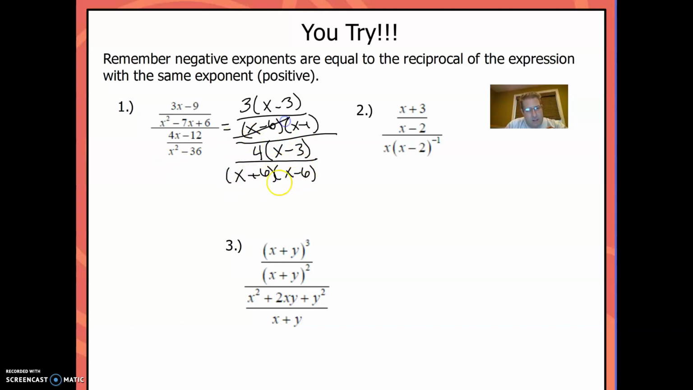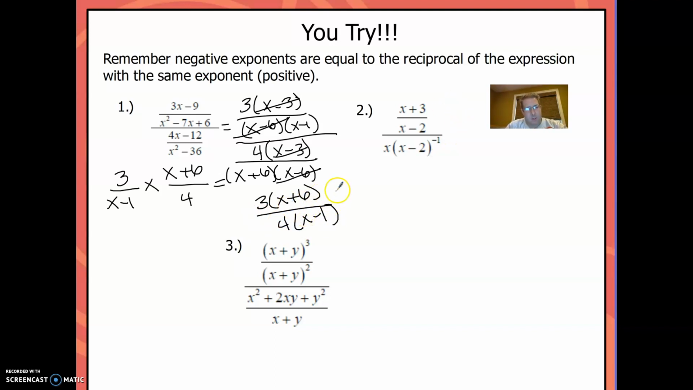Okay, so the x minus 6s are both in the denominators, and the x minus 3s are in the numerators, so those quite easily get crossed out. So we're left with 3 over x minus 1, which is what was left on top, being multiplied by what's left on bottom, but it's the reciprocal, so it's x plus 6 over 4. All right, so that's going to leave us with an answer of 3 times x plus 6 over 4 times x minus 1. And there's our answer. Okay.